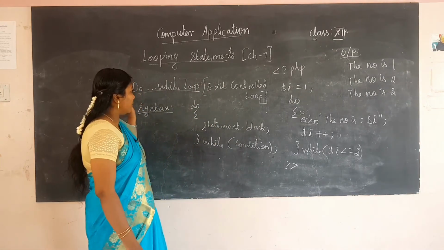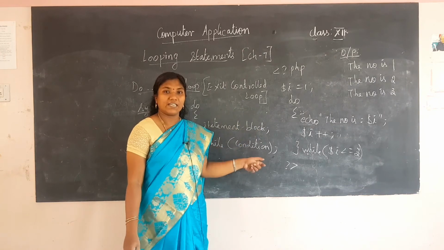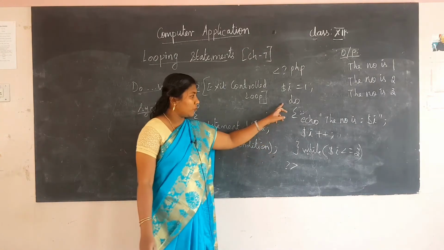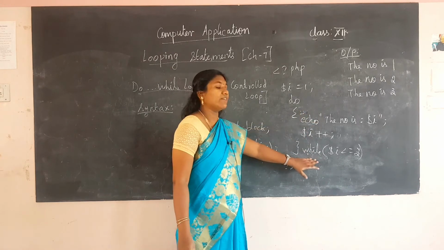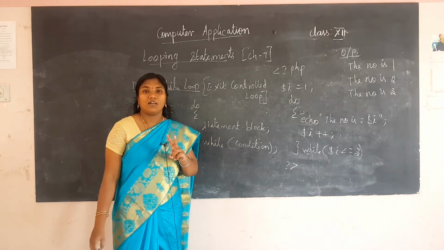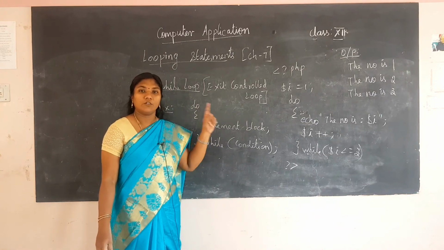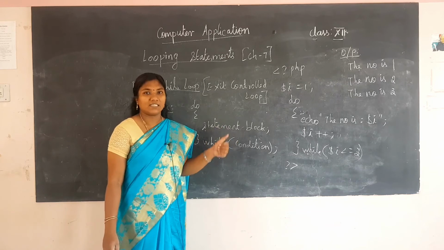Okay. So, in the while loop, first the condition will be checked and then only it will get inside the block of statements. But in the do while loop, the statements will be executed at least once and then only it will check the condition. So, today we have learned two loop statements, the while loop and the do while loop. The while loop is an entry control loop and the do while is an exit control loop.